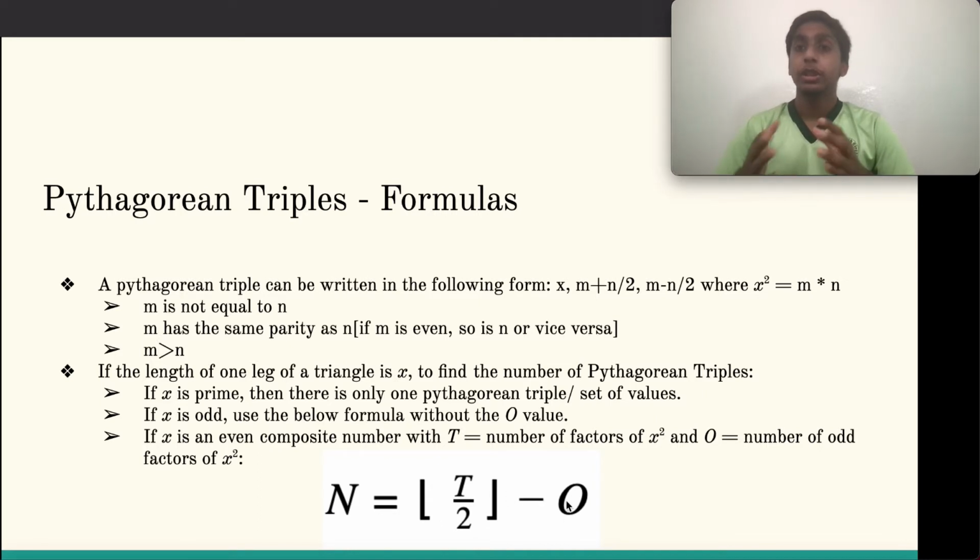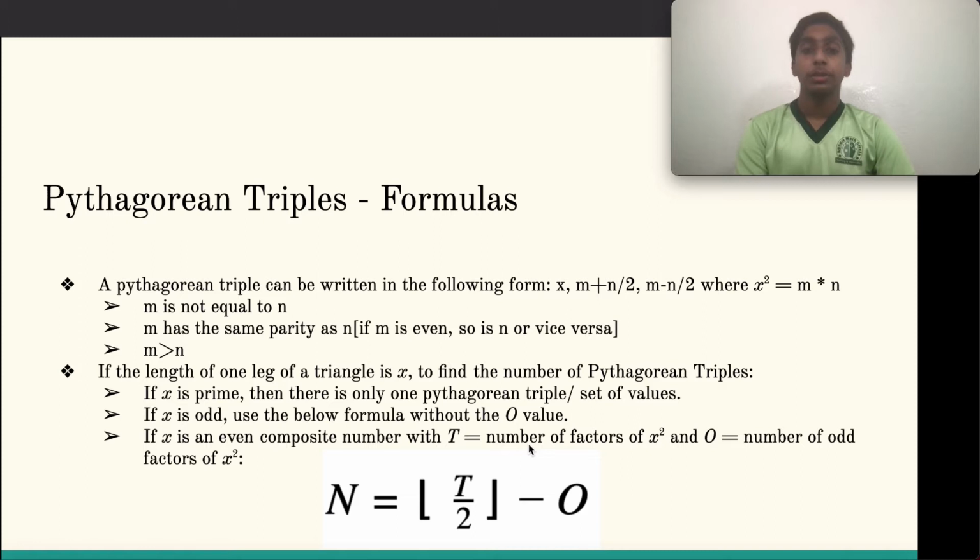So again, the floor function, we went over this in like session 3. The floor function basically means take the integer that's smaller than it. So the floor of 2.5 would be 2, because it's the biggest integer that's smaller than the number that you're given. And again, if x is odd, maybe like 3, 5, 7, 9, then you would simply do this formula, but you don't have to calculate O because your number is already odd. There's no need to find odd factors.